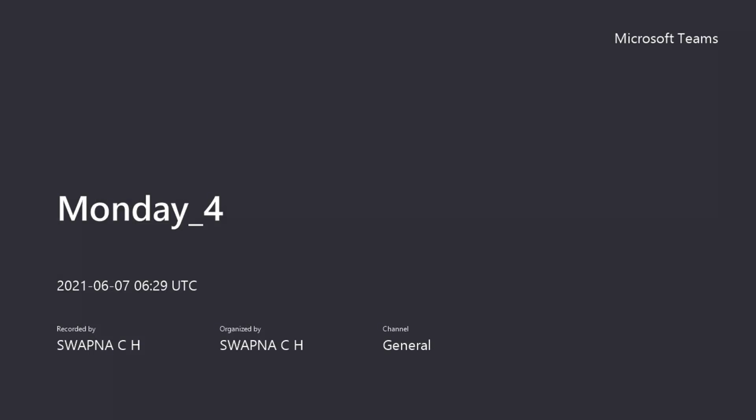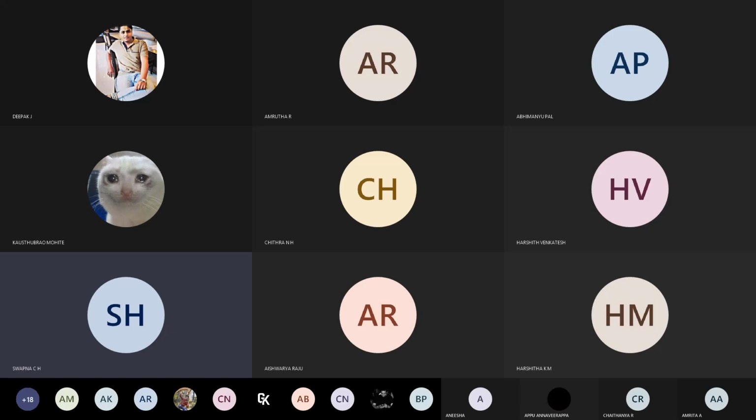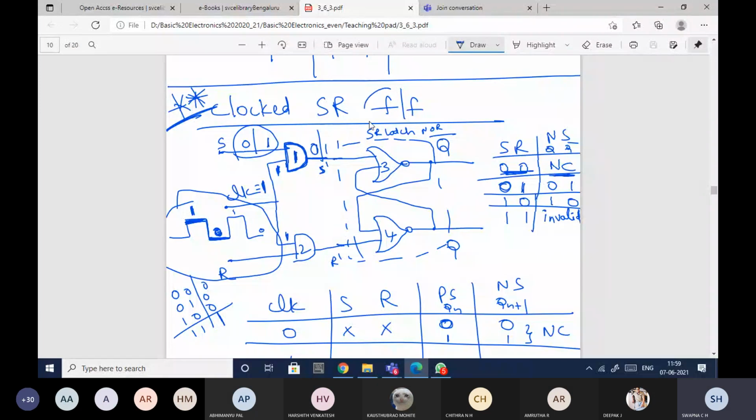The latch and the flip-flop. So a clocked SR flip-flop will always have a clock signal. That is the difference between the previous circuits and this circuit. The duty cycle of the clock will be 50%, which means that the on period and the off period will be the same.